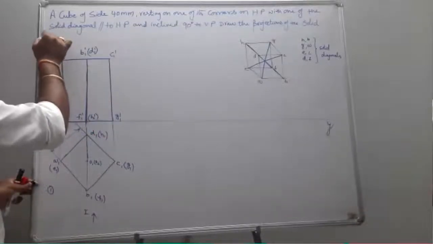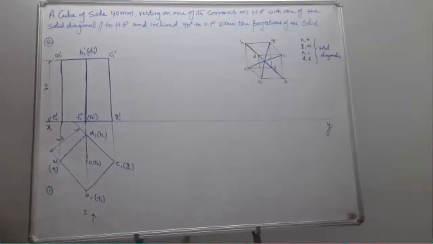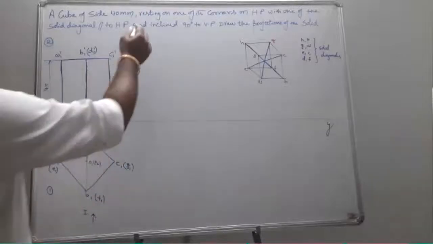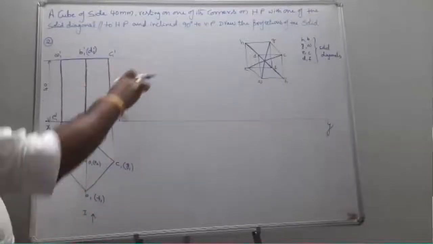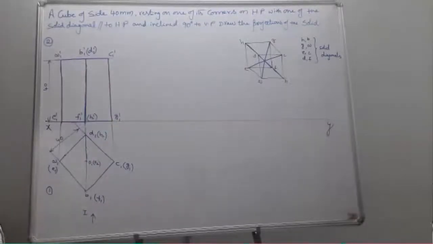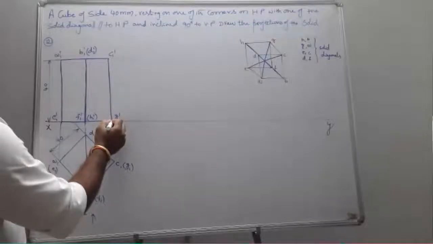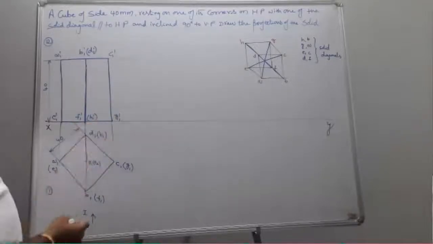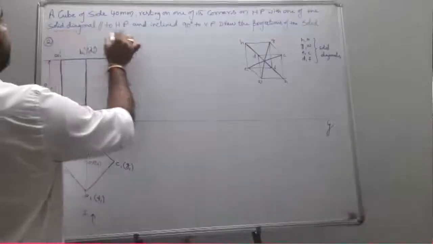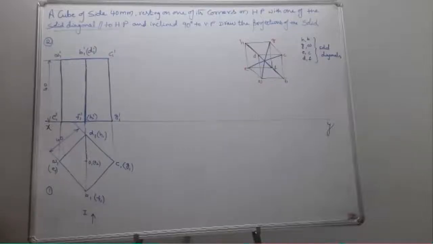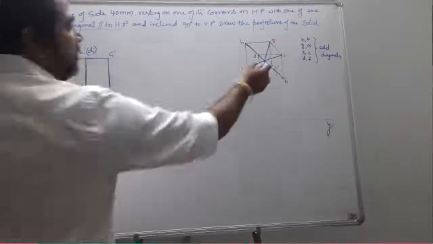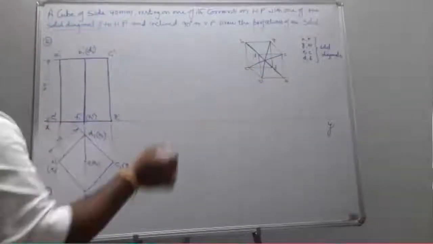This was step 2. This was a simple position. Then what was our requirement? Resting with one of its corners. That means the axis is going to be inclined when it is resting with one of its corners. Let us consider the resting corner is G, the bottom corner, such that the solid diagonal is parallel to HP. Let us consider my solid diagonal is going to be EC. Here EC, HB, GA, DF are solid diagonals.